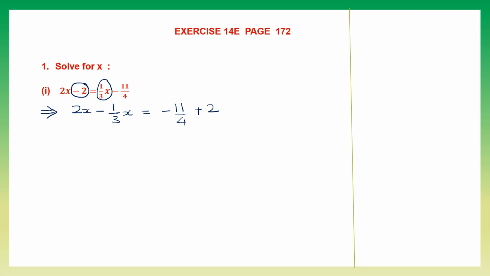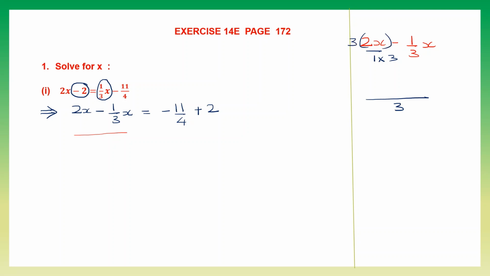So now first, let's work out what is on the left hand side. 2x minus 1 by 3x. Now this is subtraction of fractions. We are going to find our LCM and get the new numerators. The denominators are 1 and 3, so the LCM will be 3. Now 1 into 3 is 3, so I need to multiply this by 3.